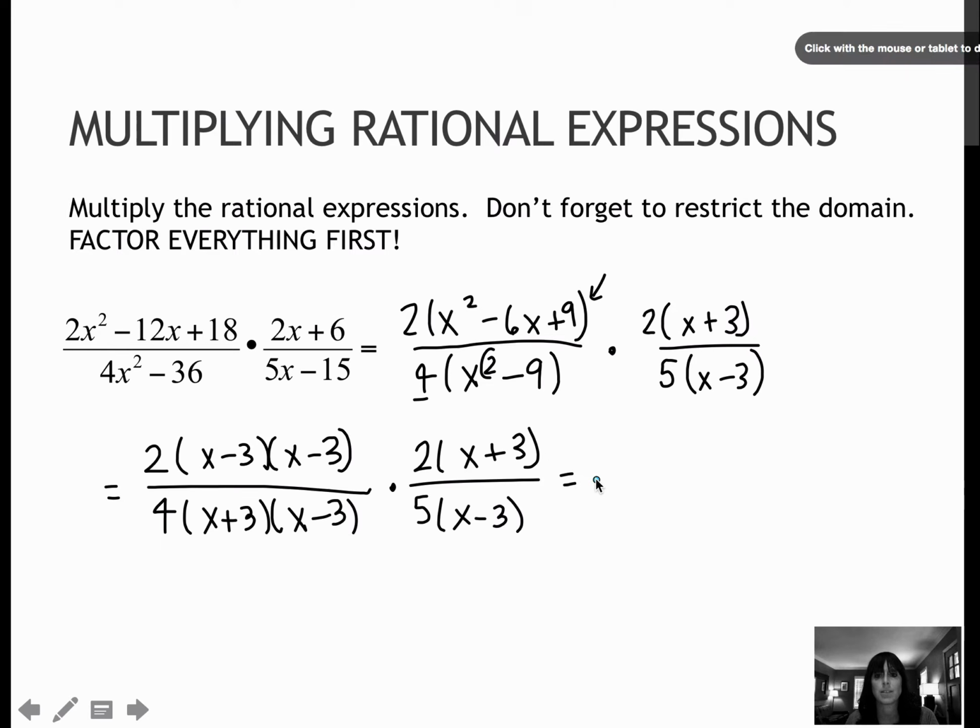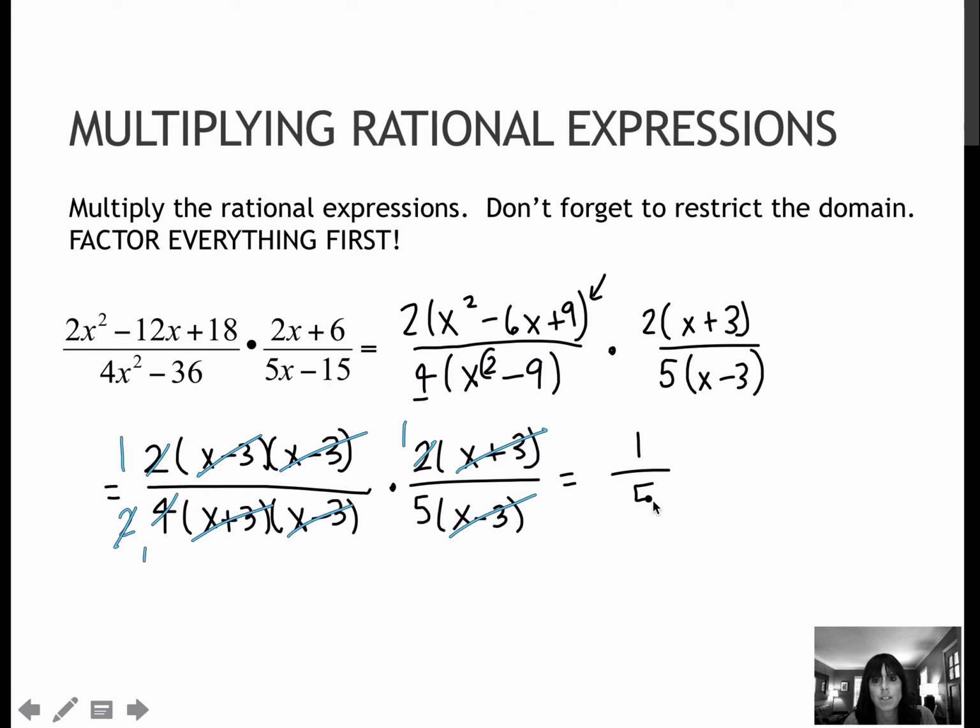So let's see, I've got an x minus 3 with an x minus 3. I've got an x plus 3 with an x plus 3. I've got an x minus 3 with an x minus 3. This 2 and this 4 will reduce to 1 and 2, but I still have a 2 over here, so I can actually reduce this to 1 and reduce this to 1. And goodness, what do I have left? On the top I have a 1, and that's it. And on the bottom I have a 1 and a 5, which is, of course, 5. And the restrictions on the domain would be x cannot be plus or minus 3.